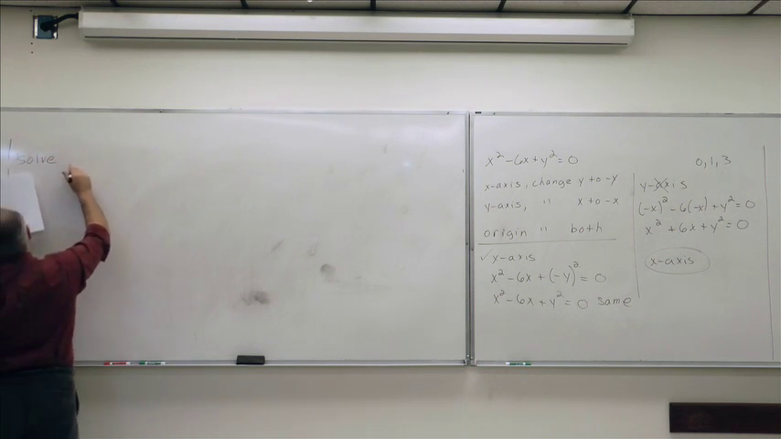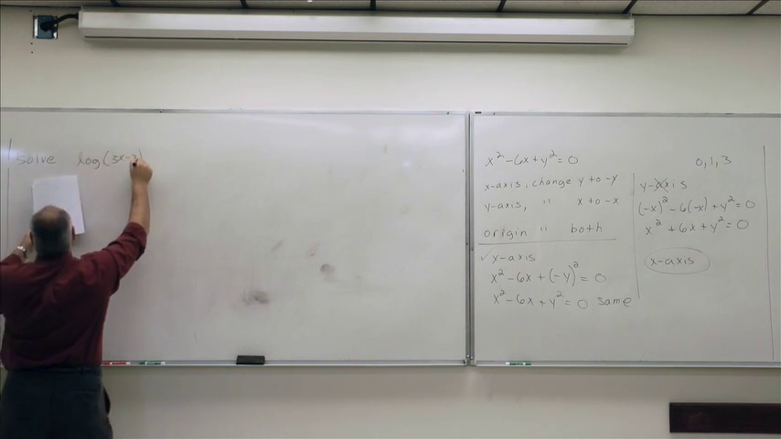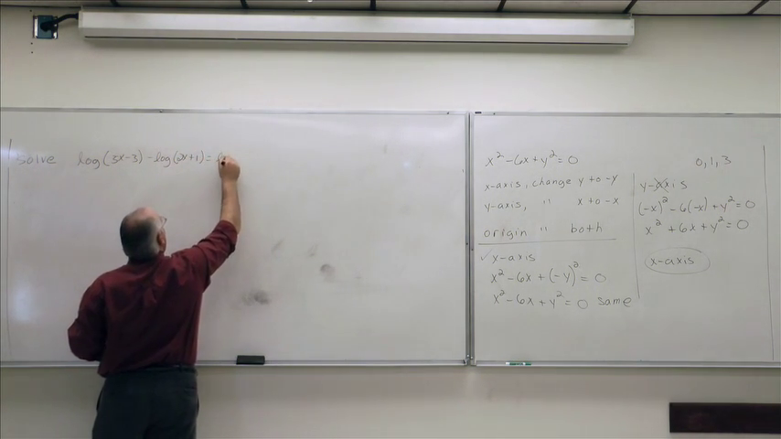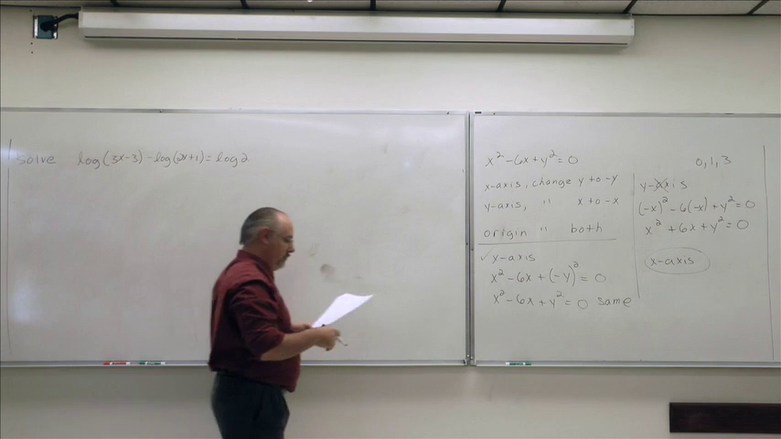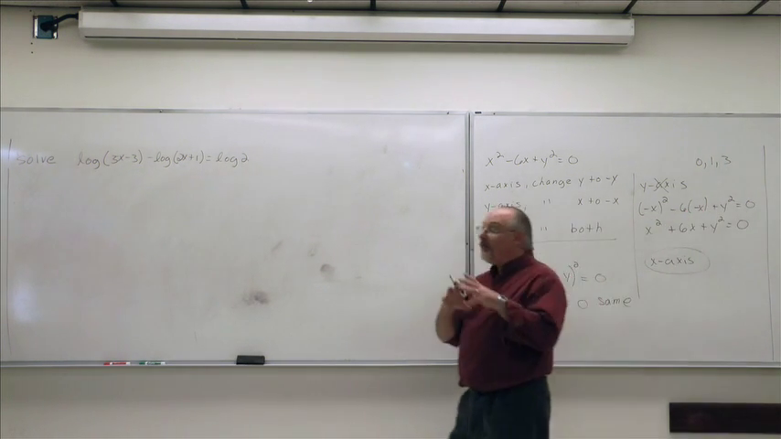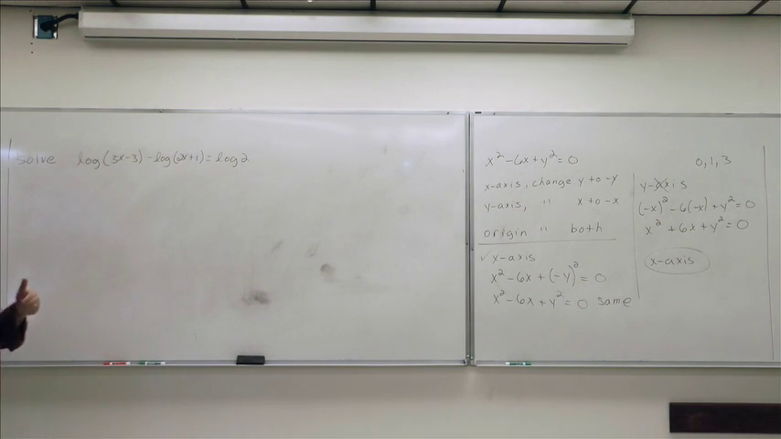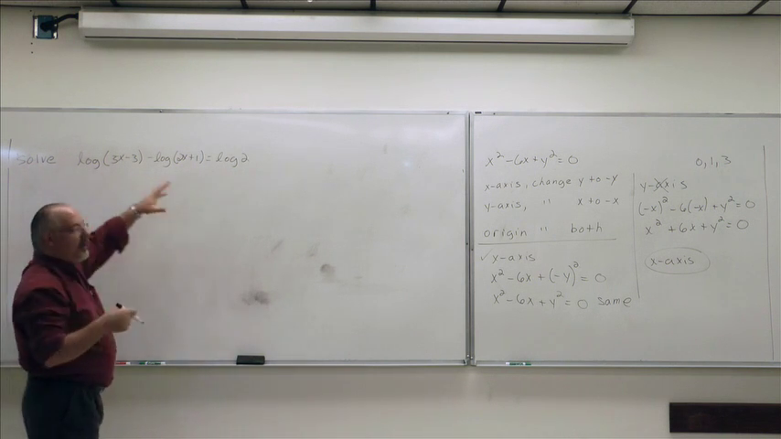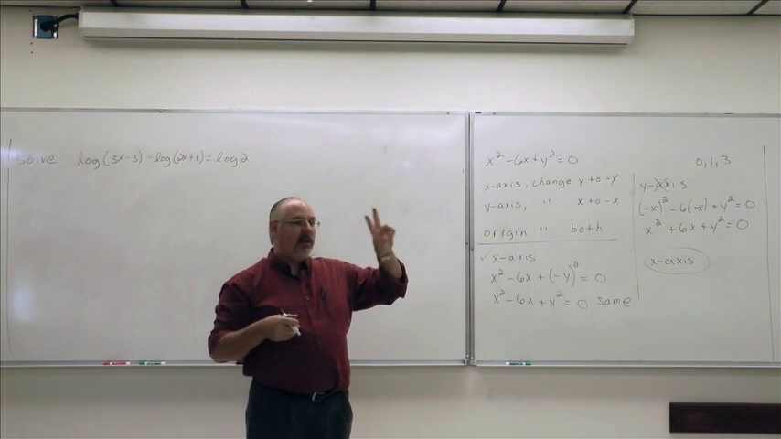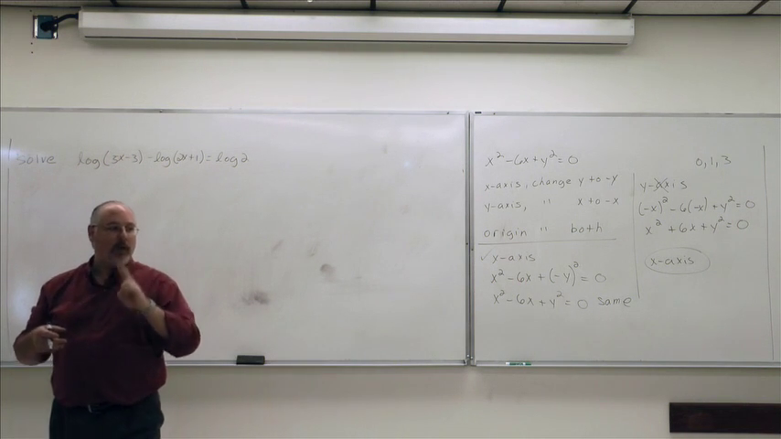All right, so solve for x. The log of 5x minus 3 minus the log of 2x plus 1 equals the log of 2. Now, one of our goals for this problem, not the final goal, that's important to understand, and not the initial goal, but we eventually want to get rid of those logarithms. Now, there are 2 ways, and 2 ways only, to eliminate logarithms from an equation.